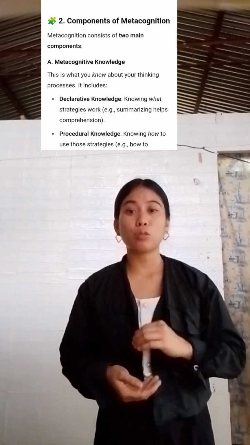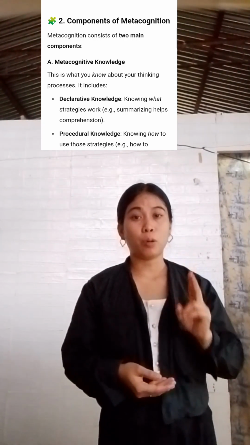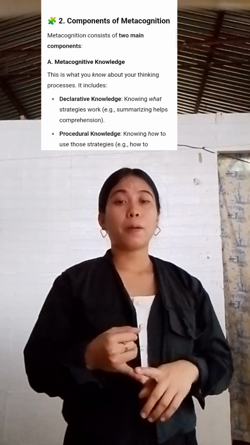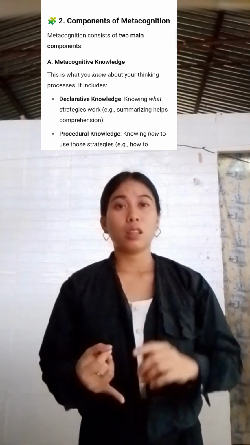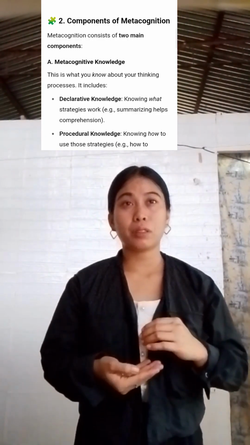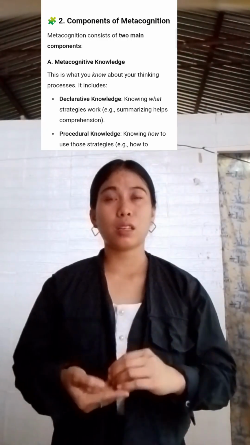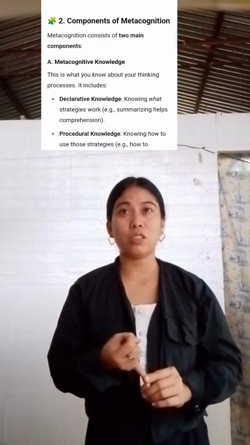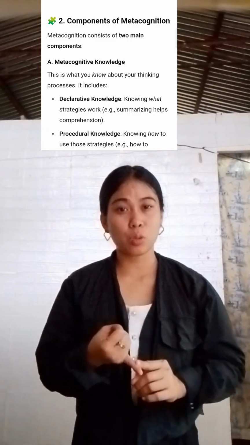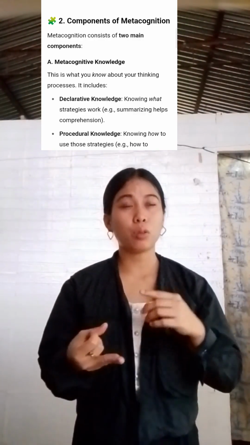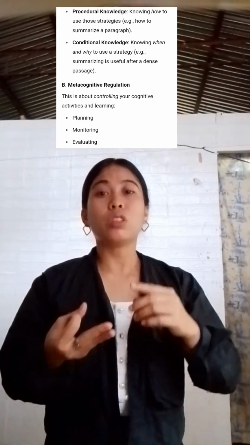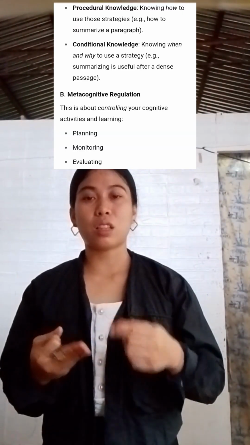There are components of metacognition. It consists of two main components. First is the metacognitive knowledge. This is about what you know about your thinking processes. It includes declarative knowledge, knowing what strategies work. Next, procedural knowledge, knowing how to use those strategies. Conditional knowledge, knowing when and why to use a strategy.